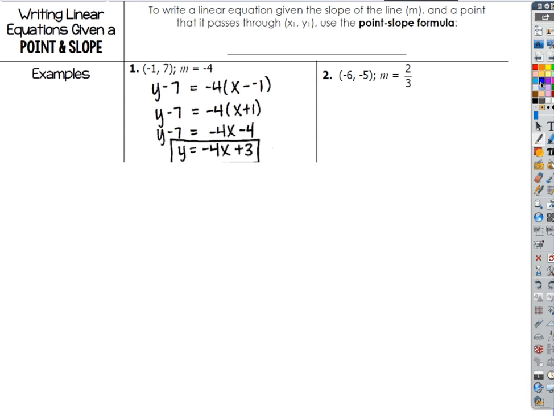Okay. Here is point slope form. If I want to write a linear equation and I'm given the slope or can calculate the slope of the line, and I know a point that it passes through, we're going to call the coordinates... Let me, everybody click them all the way closed.